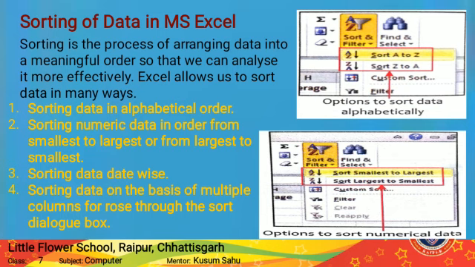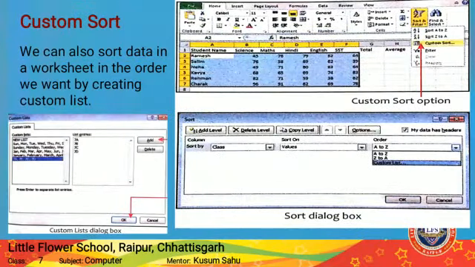Now come to the next one, that is custom sorting. What is custom sorting? We can also sort data in a worksheet in the order we want by creating a custom list. Means we can also sort the data through the list. Here you can see we have to select all the list and we can sort the data easily.